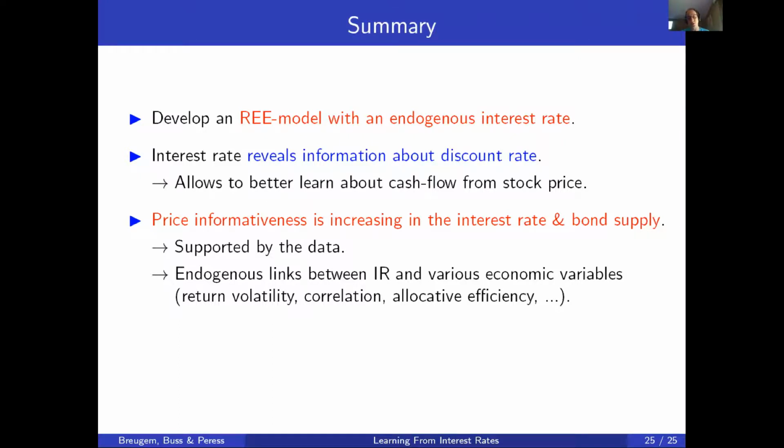And then we show how, through that mechanism of learning from the interest rate, various economic variables are affected: some financials like return volatility and correlation, as well as real variables such as allocative efficiency. That's it. Thanks a lot.